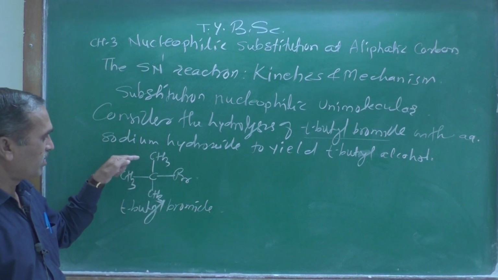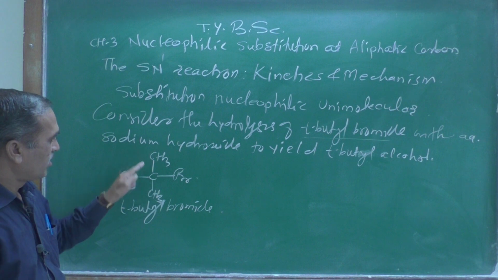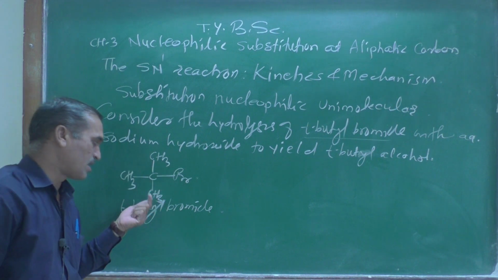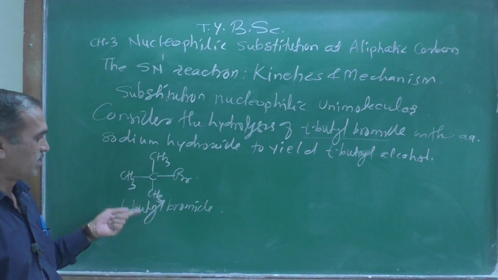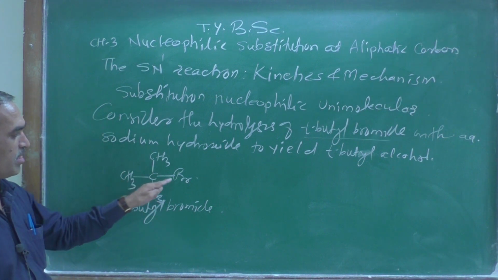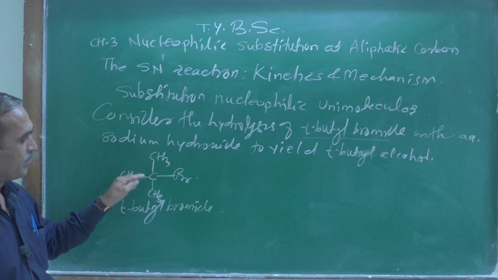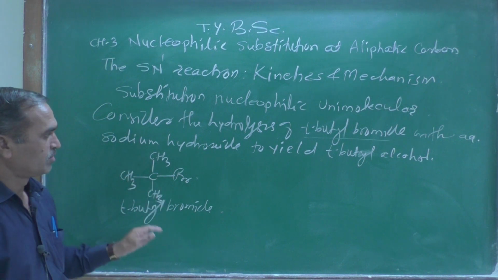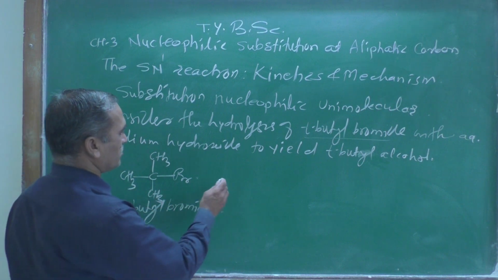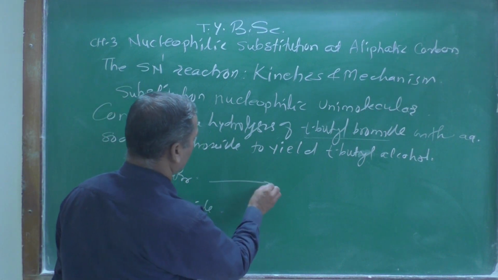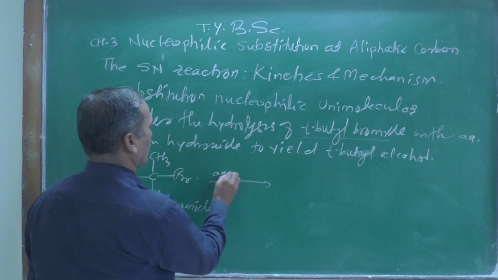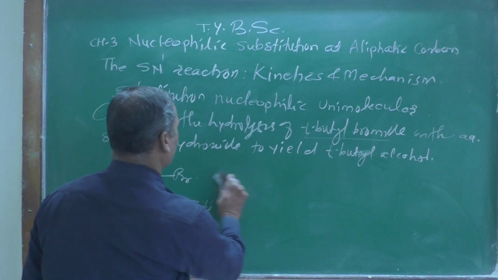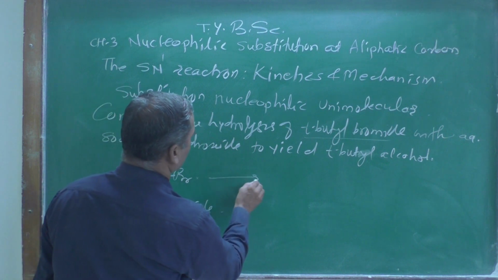Or for the IUPAC name, consider positions 1, 2, 3. At position 2 a bromine atom is present as well as one methyl group. Therefore, the IUPAC name of this compound will be 2-bromo-2-methylpropane. And the hydrolysis is with aqueous sodium hydroxide. In the first step, what is happening is that we are using some solvent here.